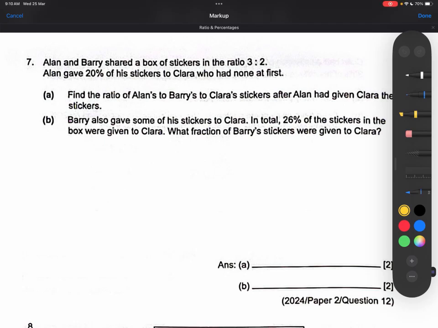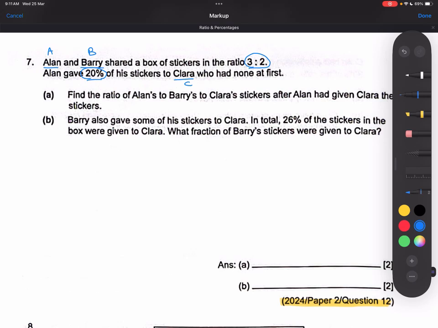We are working on PSLE 2024 Paper 2 Question 12. Alan and Barry shared a box of stickers in the ratio 3:2. Alan gave 20% of his stickers to Clara, who had none at first. Find the ratio of Alan's to Barry's to Clara's stickers after Alan had given Clara the stickers.